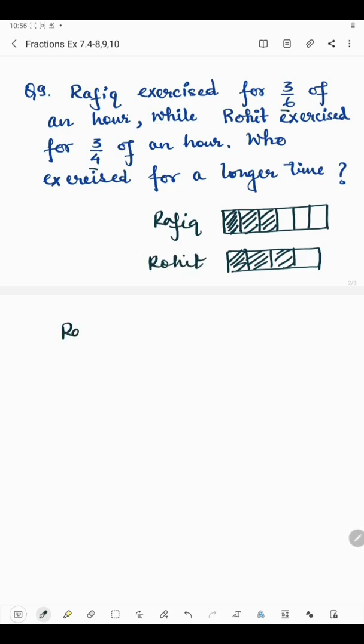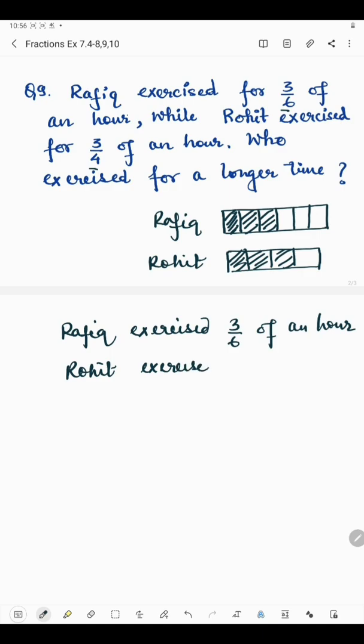Now Rafiq exercised 3 by 6 of an hour and Rohit exercised 3 by 4 of an hour. Now how will you compare these two? This we have learned before: when the numerator is same, then the smaller denominator will be the greater fraction. So here we can say directly that 3 by 4 is greater than 3 by 6, or 3 by 6 is less than 3 by 4, right?